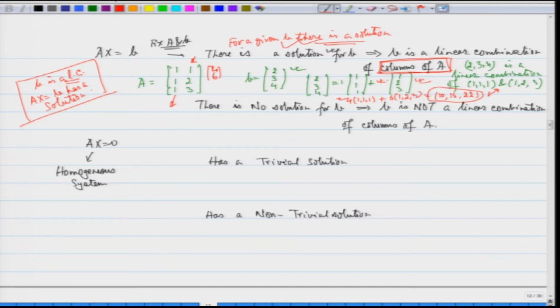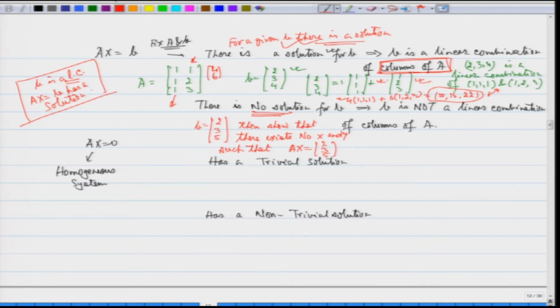This is important. Linear combination means there is a solution. Is that okay? When I say that there is no solution, now let us look at this idea. For example, if I look at this vector B = 2, 3, 5, then you can show that there exists no x and y such that Ax = 2, 3, 5. All right, you can show that.